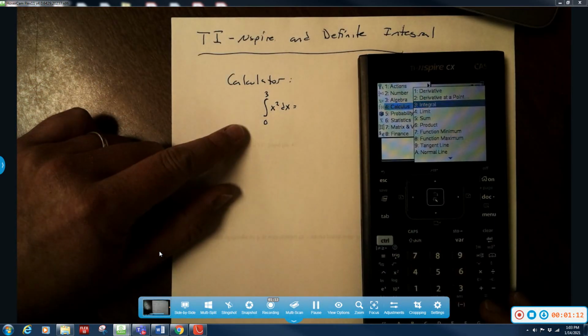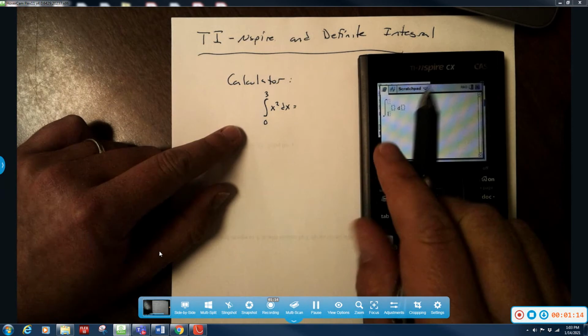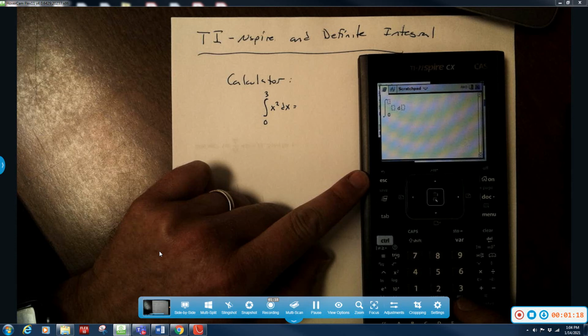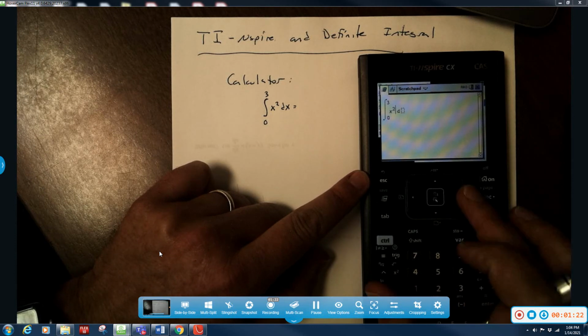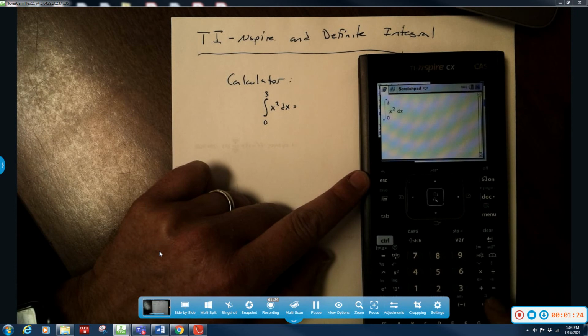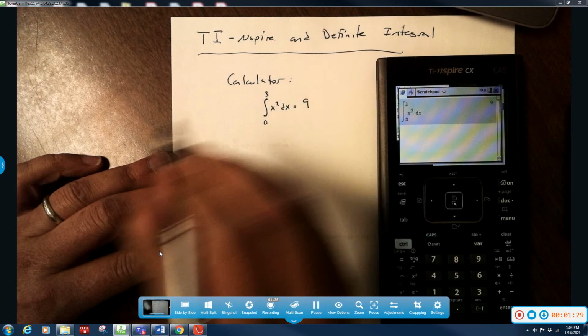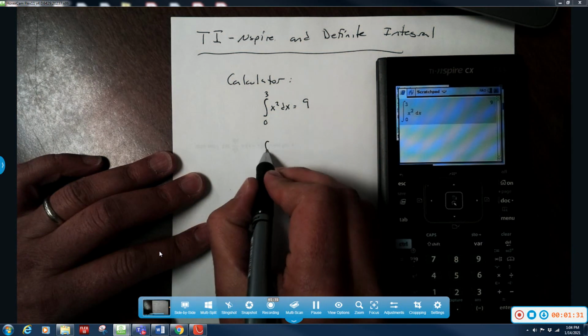So I'm pressing Enter, and if you notice, it gives me my integral symbol. And I'm just going to type it in exactly as it looks. 0 to 3, type in my equation, x squared, and don't forget your differential dx. I press Enter, and I get 9. Very easy to do. We can even do a more complicated one.